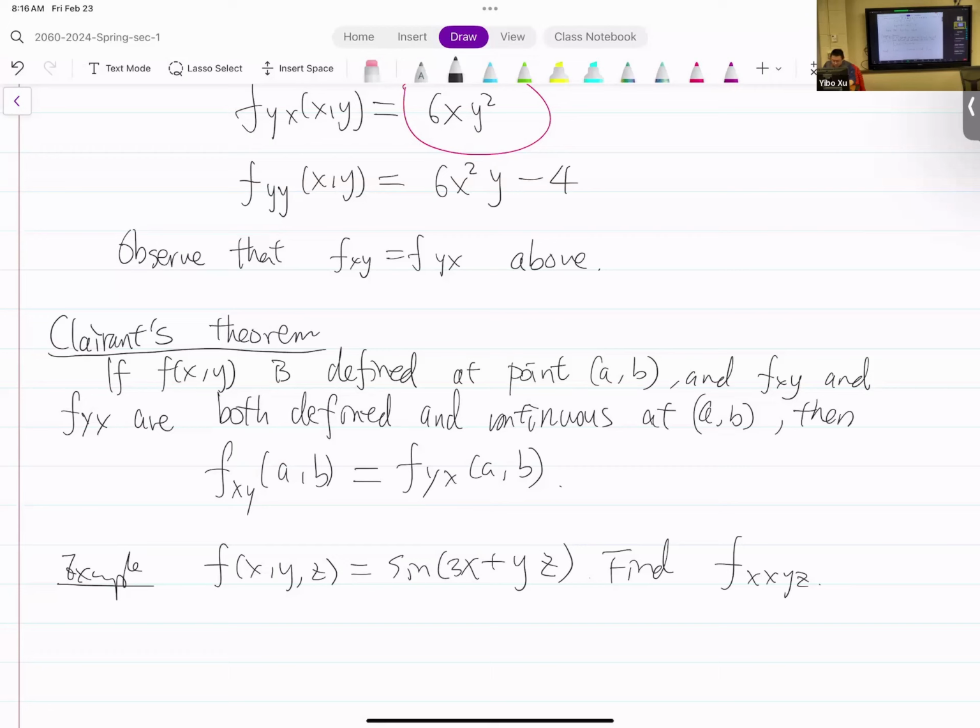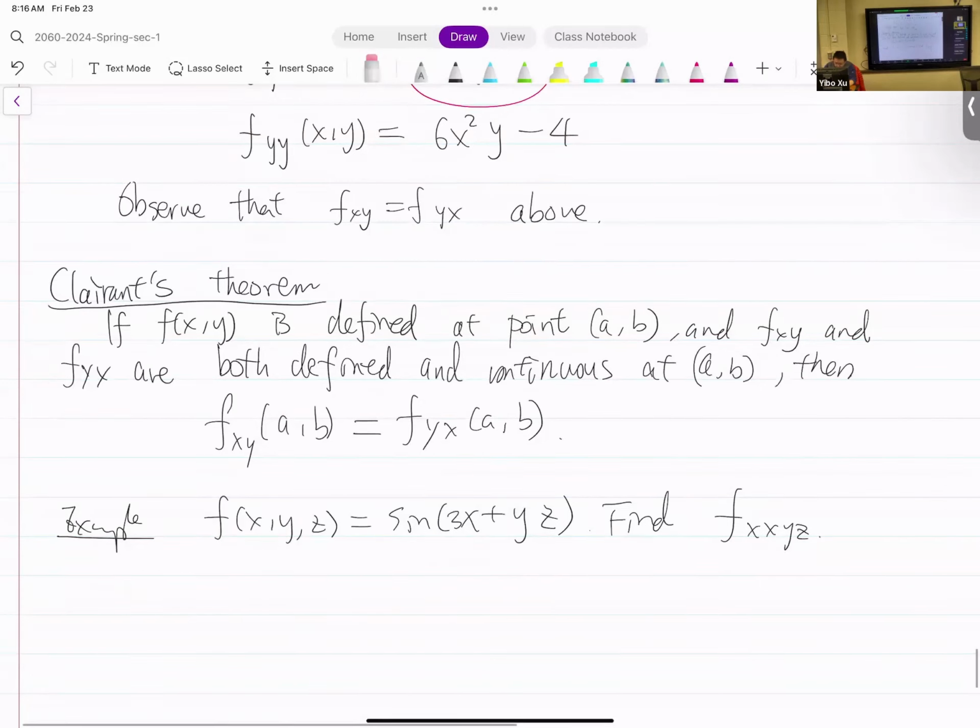Okay, so if you're looking at the notation, this tells you the closer the subscript is to the function, the earlier the operation, right? So you have x, x, y, z. So in this order, you have to do the partial with respect to x, and then x again, and then y, and then z. All right. So we just do it systematically.